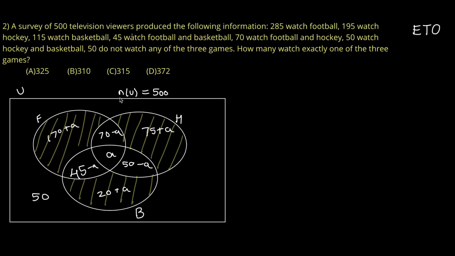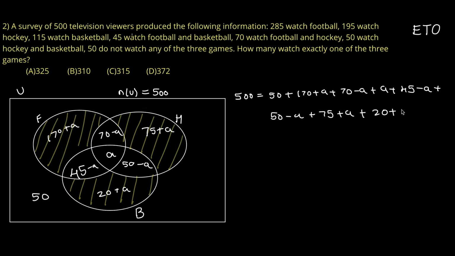We know the universal set is equal to the sum of all regions inside the square. So we can write 500 equals 50 plus 170 plus A plus 70 minus A plus A plus 45 minus A plus 50 minus A plus 75 plus A plus 20 plus A. By solving this, we get A equals 20.